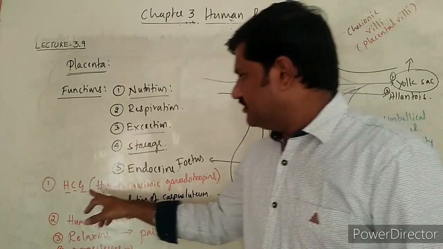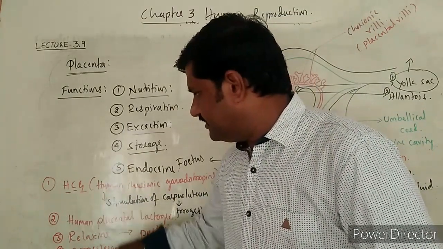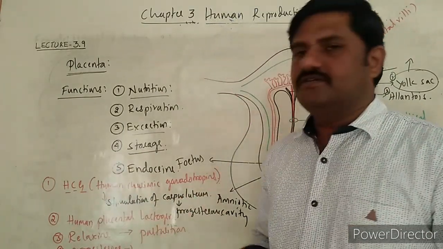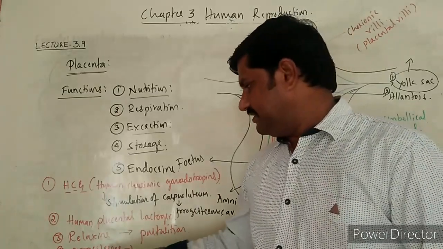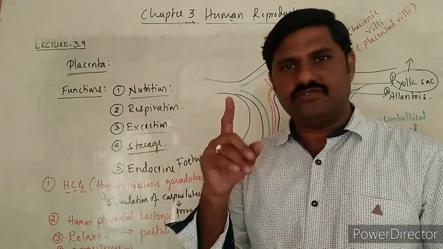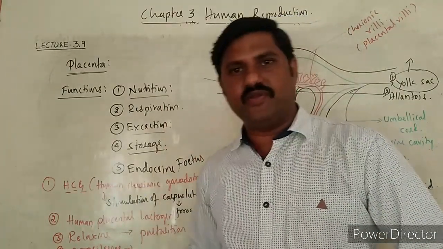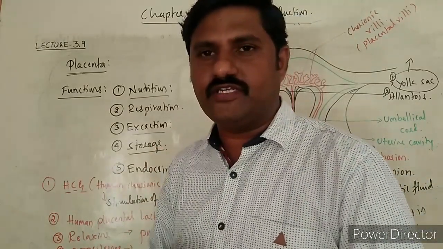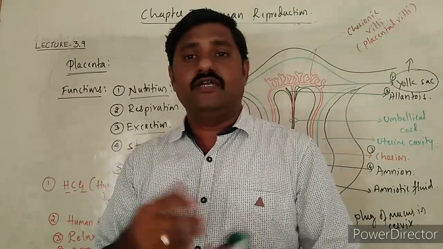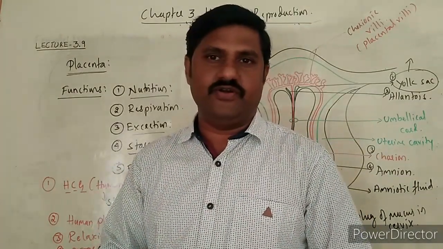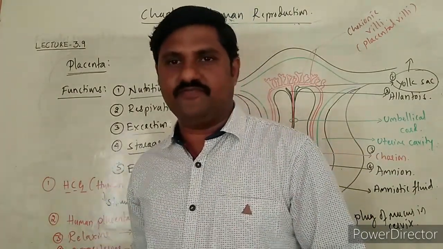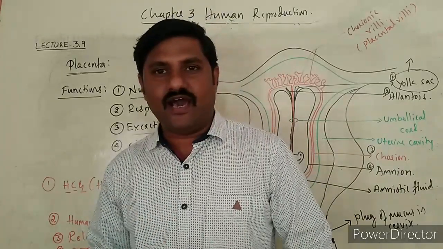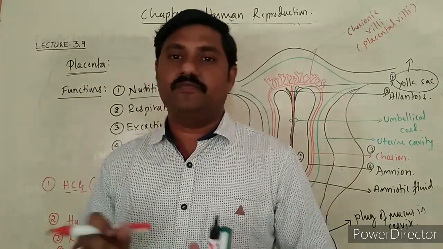So the HCG as well as the HPL are new to us, and relaxin is also already mentioned by me in the previous classes, and its function is to facilitate parturition. Parturition is nothing but delivery of the baby. So during which it helps, right? So these are the hormones of the placenta.